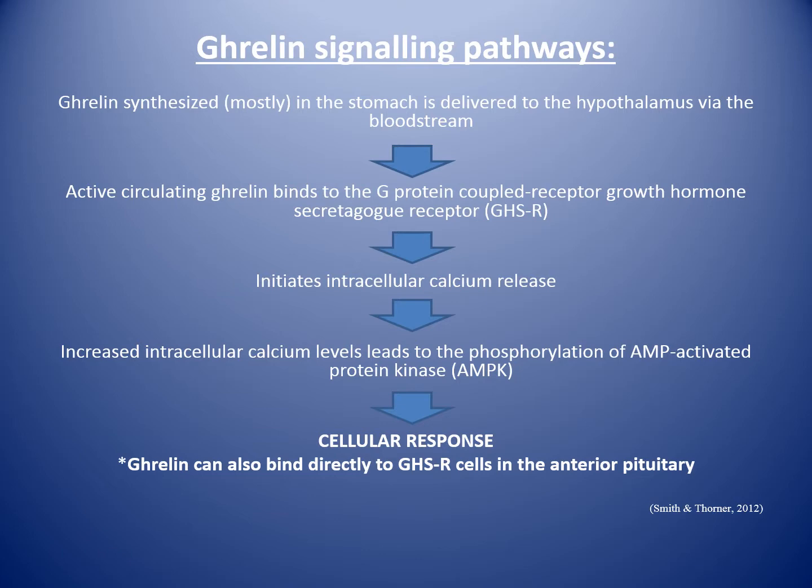From there, this increased intracellular calcium leads to the phosphorylation of AMP-activated protein kinase, also known as AMPK. By using this intracellular second messenger, Ghrelin is able to effect a cellular response of the secretion of various hormones, such as the growth hormone releasing hormone and growth hormone itself, and neurotransmitter NPY mentioned earlier.